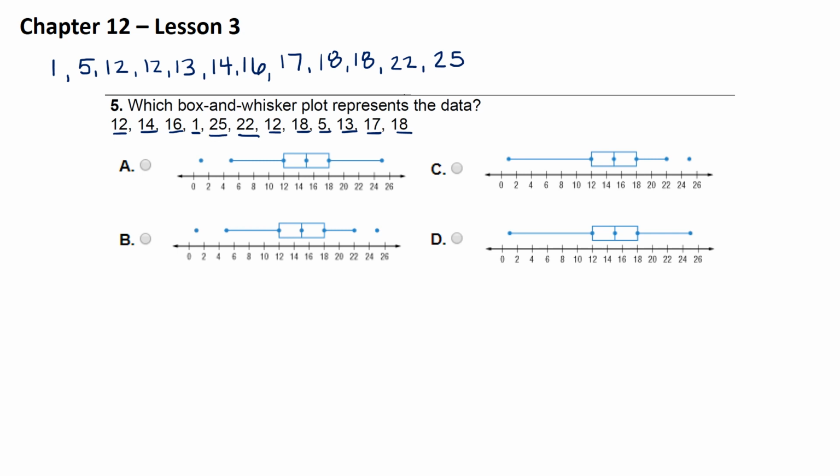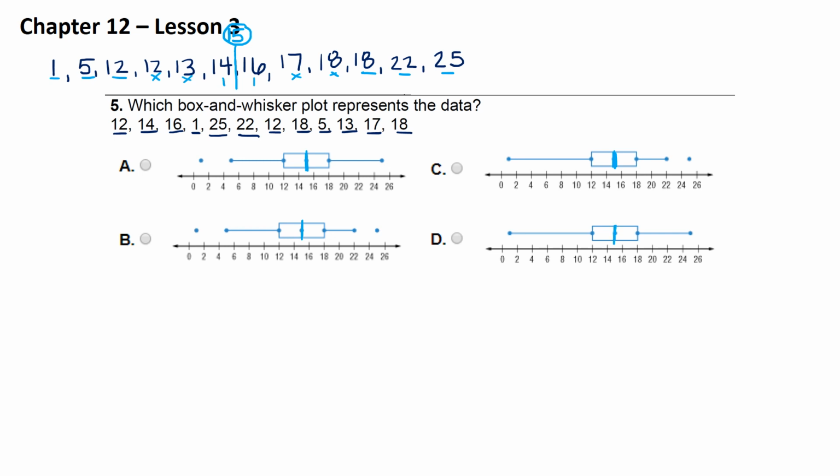All right, now let's find the median. Left, left, left, right, right, right, left, left, right, right, left, right, middle. So 15 is going to be our median number. And in graph A, they have 15, graph B, 15, graph C, 15, and graph D, 15.